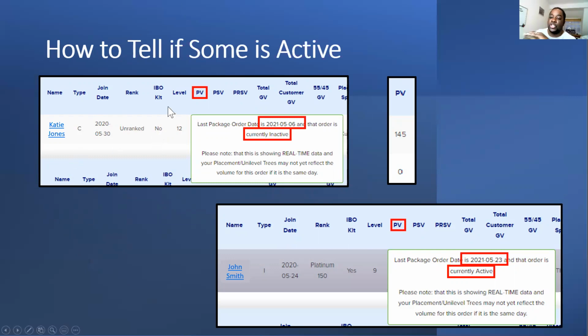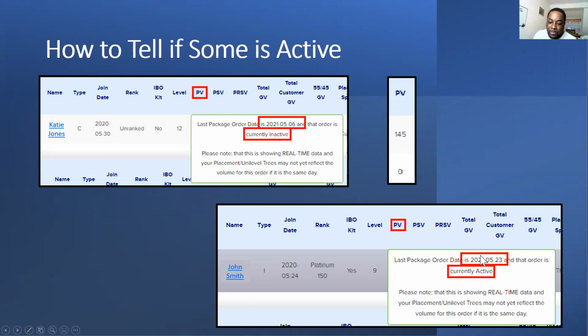Now, each person has their own personal volume. Personal volume is what they're paying in terms of their subscription. So when you put the mouse over their PV, if I put the mouse over this person, they will be active. They've got an active volume. You can see something's there. It's active. It will tell you when they've last paid.